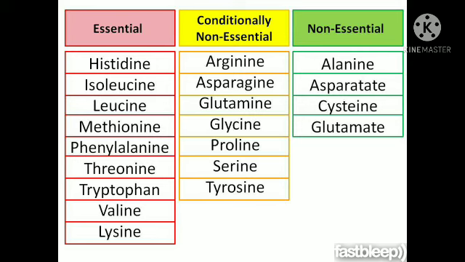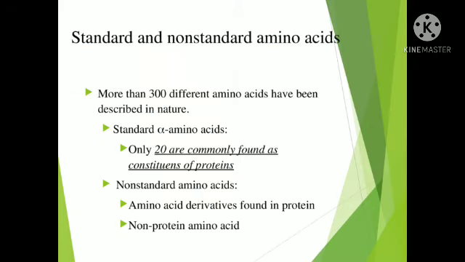Okay, so now we are on the next classification, that is based on the type of existence of amino acids. They can be standard or non-standard. As you know, we usually have more than 300 different amino acids in nature. Out of those, only 20 amino acids are commonly found in our proteins, and those are said to be standard alpha amino acids.